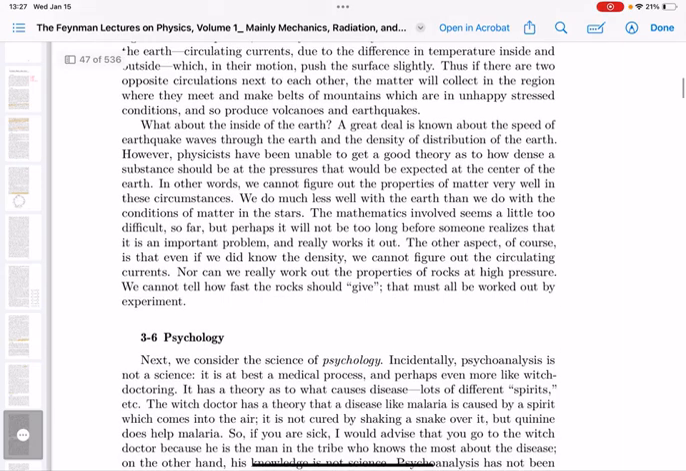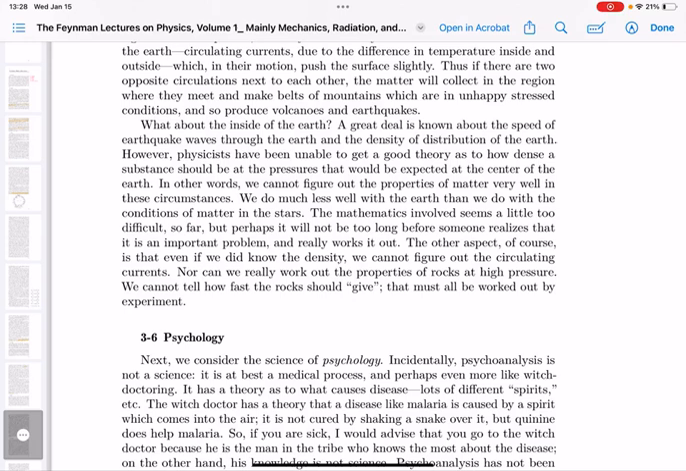What about the inside of the Earth? A great deal is known about the speed of earthquake waves through the Earth and the density distribution of the Earth. However, physicists have been unable to get a good theory as to how dense a substance should be at the pressure that would be expected at the center of the Earth. In other words, we cannot figure out the properties of matter very well in these circumstances. We do much less well with the Earth than we do with the conditions of matter in the stars. The mathematics involved seems a little too difficult so far, but perhaps it will not be too long before someone realizes that it is an important problem and really works it out.